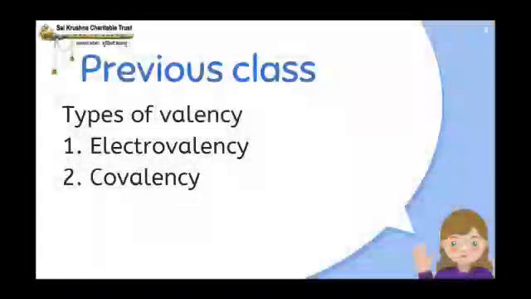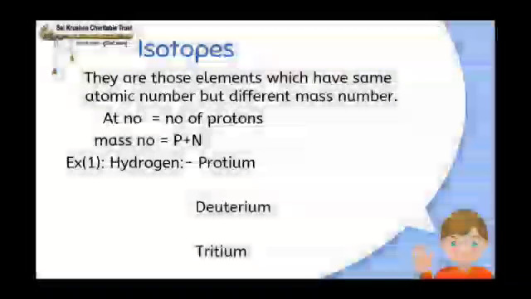In the previous class we studied the different types of valency, electrovalency and covalency. In today's class let us study a few more definitions. In part 8 we studied the atomic number and mass number. Like that, we have three more definitions.